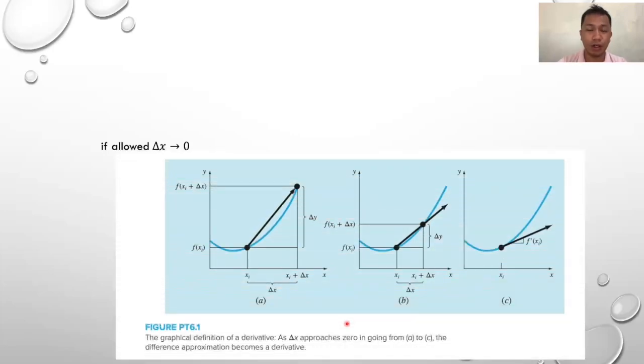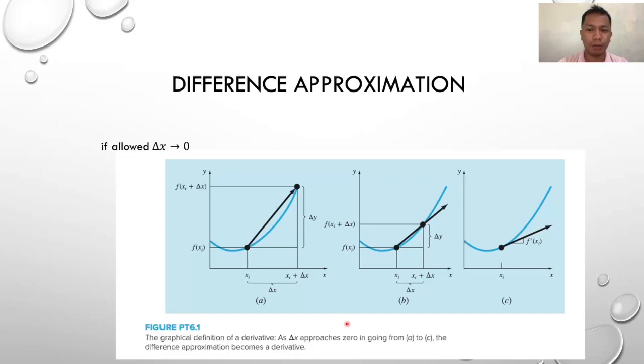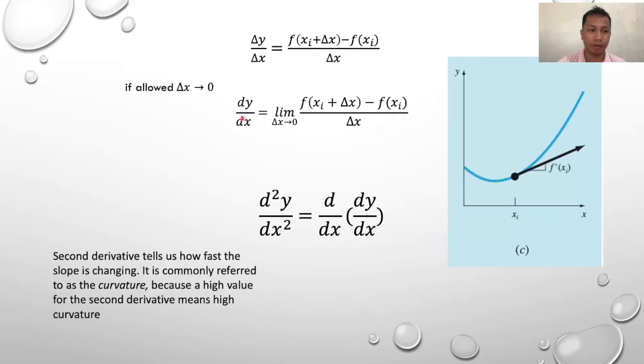So as depicted in the figure shown, the mathematical definition of the derivative begins with a difference approximation. One common form of the difference approximation is the finite difference method that is shown here. So if delta x is allowed to approach 0, as occurs in moving from A to C, the difference becomes a derivative, where dy over dx, which can also be designated as y prime or f prime of xi, is the first derivative of y with respect to x.